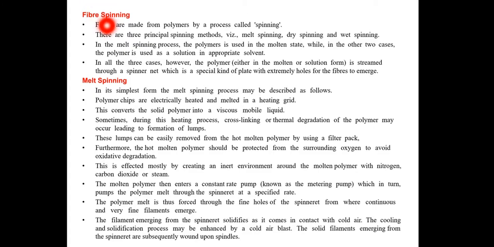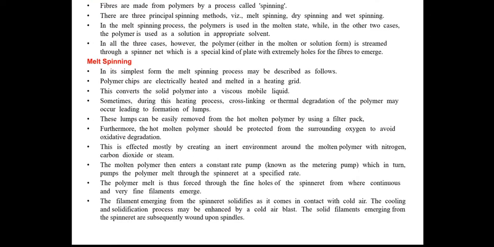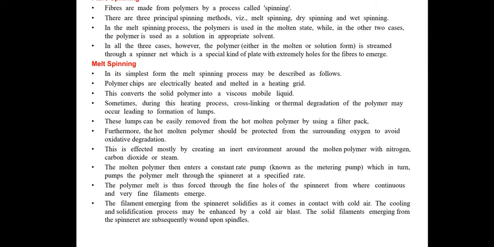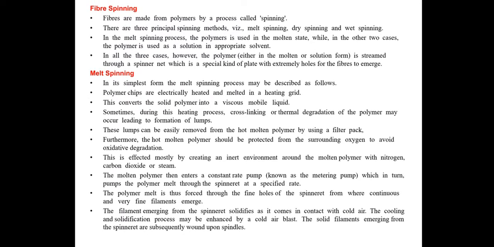So, what is fiber spinning? Fibers are made from polymers. So polymer is the main source to make the fibers, and this process is called spinning. Basically, there are three principal spinning methods: melt spinning, dry spinning, and wet spinning. Now we are going to discuss the different types of spinning methods.